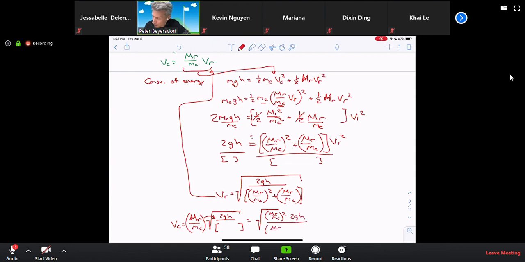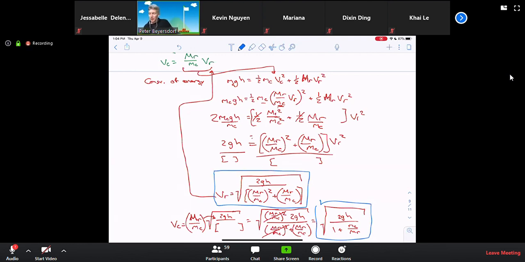Now when I write out the term that's in brackets, we'll see that I get some cancellation. So I'm going to cancel this and that by dividing the top and the bottom by MR squared over MC squared. And my denominator becomes 1 plus MC over MR. My numerator is just 2GH, and the whole thing is square root. Okay, so I have an expression now for the velocity of the cart and an expression for the velocity of the ramp.